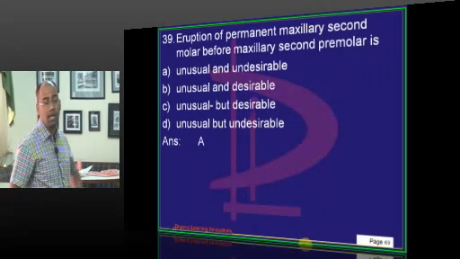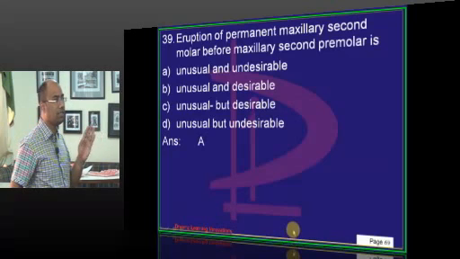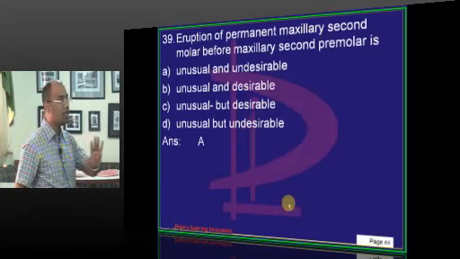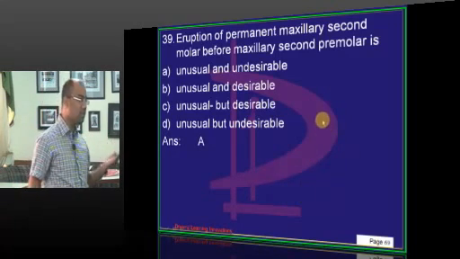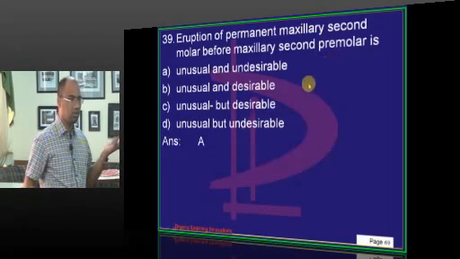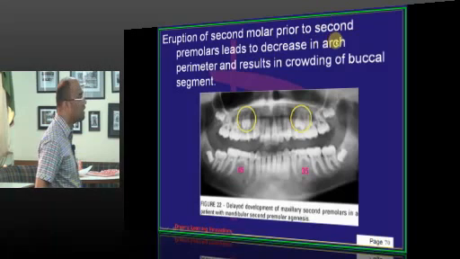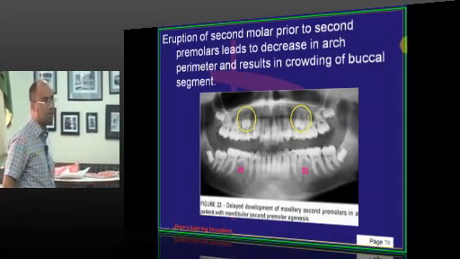Why? What happens? The space of 5, there will be some amount of mesial migration. So 6 will drift into 5 and 7 will further exert force on 6. So the space for 5 is lost and obviously the tooth will be malposed, okay, out of arch. So eruption of second molar prior to second premolars leads to decrease in the arch length, isn't it? So thereby results in crowding of the buccal segment.